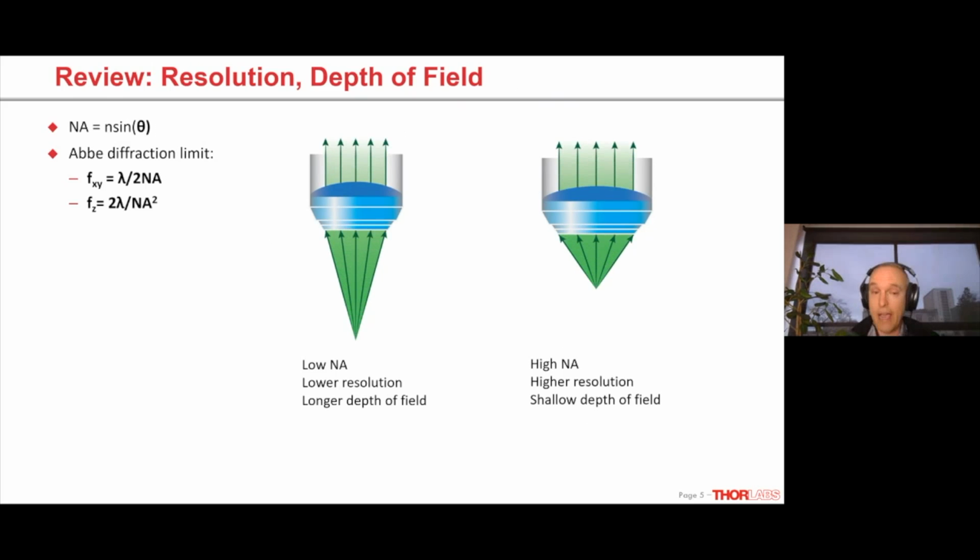The numerical aperture of an objective is a measure of the degree of angle that that objective collects. A lower NA objective collects a narrow angle of light emitted from the sample and has less resolution and a longer depth of field. A high NA objective, by contrast, has higher resolution and a shallow depth of field.